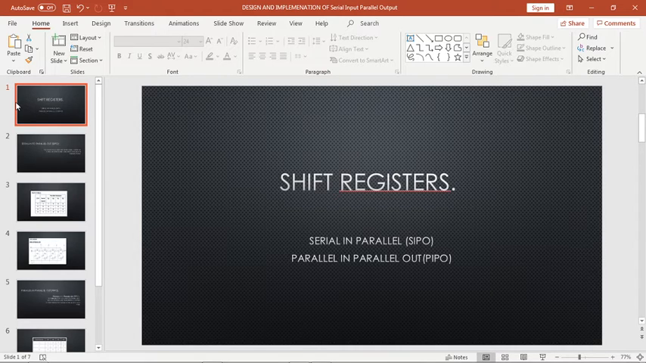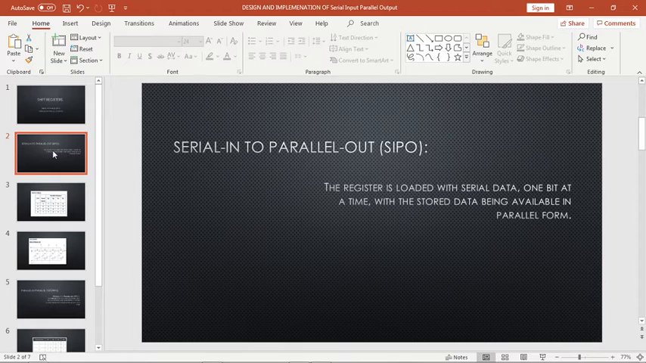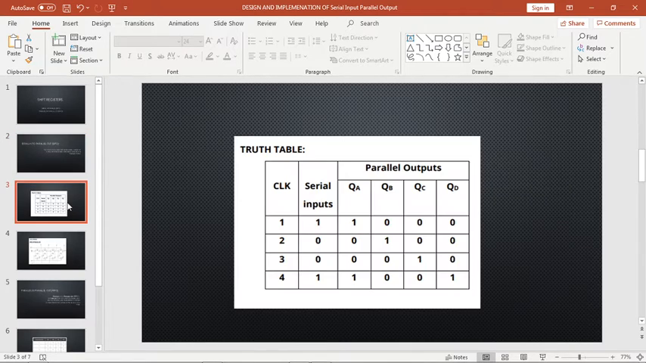Today we will be looking into shift registers. Serial in parallel out. The register is loaded with serial data one bit at a time, with the stored data being available in parallel form. In this shift register, the inputs are given in series and the outputs are drawn from parallel.